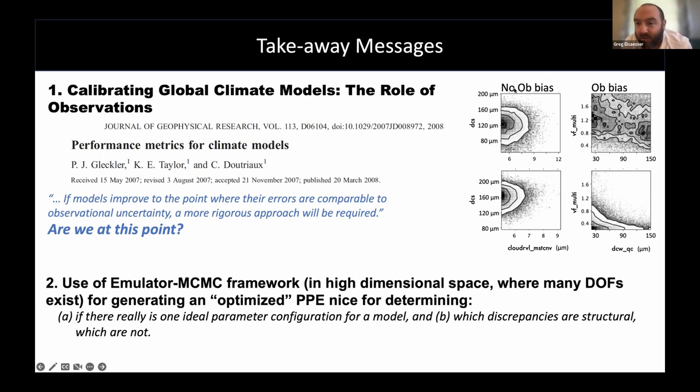I'm just giving a couple of teaser images on the right where our framework is returning parameter combinations. This is a PDF of parameter combinations for two different parameters. When we don't use observational bias in our approach, we get this PDF to the left. When we do use observational bias in our approach, we get the PDFs to the right. So basically what that says is that what we assume for error or uncertainty in observations shapes the plausible parameter combinations we arrive at. And this is probably not unique to our model. Our second takeaway is a question that I hope I've clearly summarized: to what extent does an ideal parameter combination exist for any model? And can we really learn, by this framework, where discrepancies are structural and which are not? And that's it. Thank you.